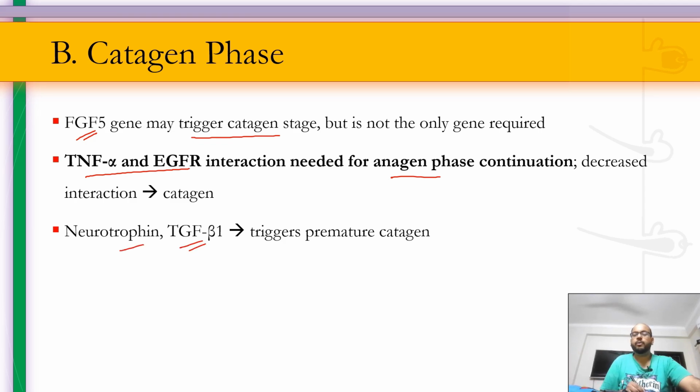Neurotrophin and TGF beta 1 are molecules which can trigger a premature catagen. That means they will start the catagen phase before it is supposed to start. It can trigger, it can initiate catagen phases. Okay, let's move forward.